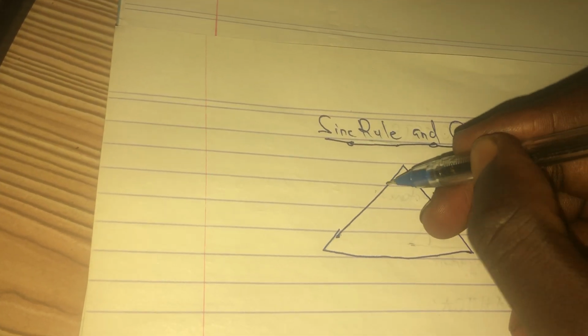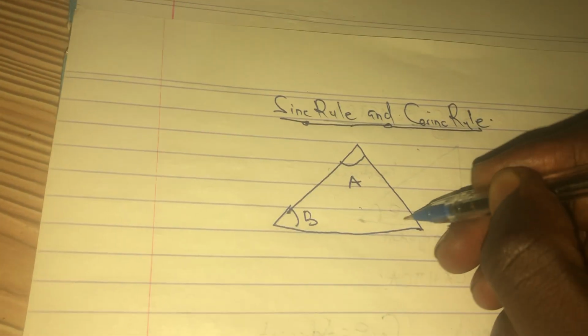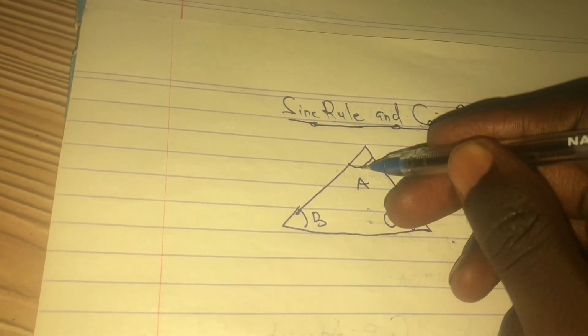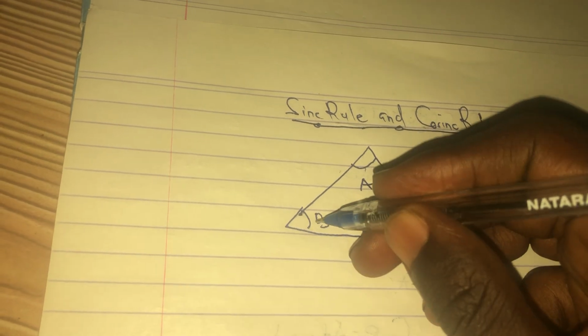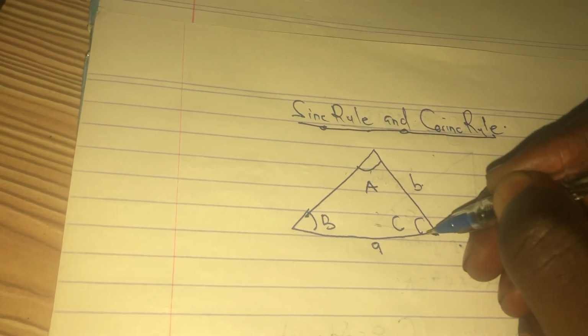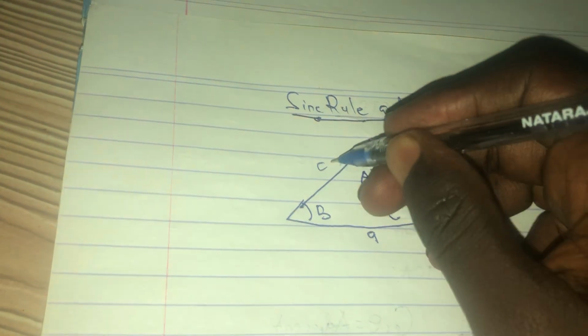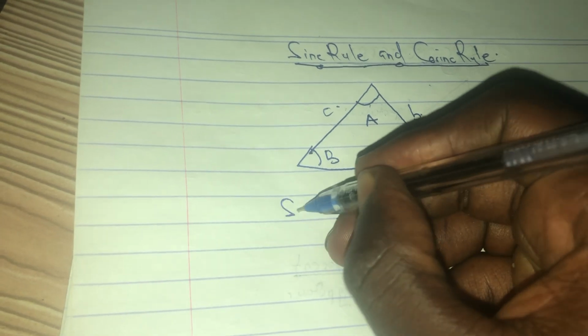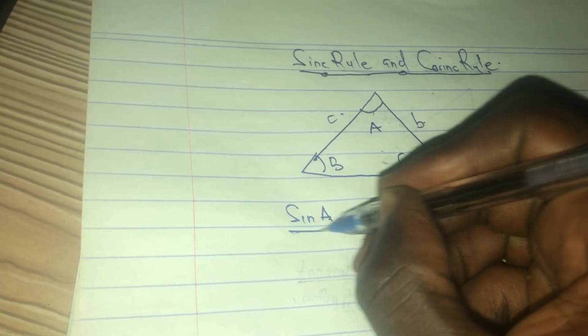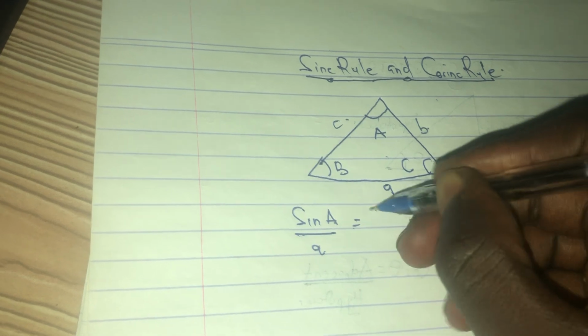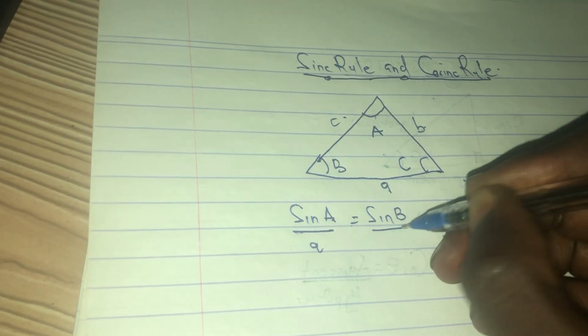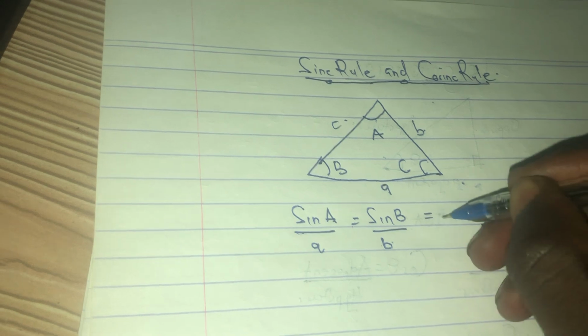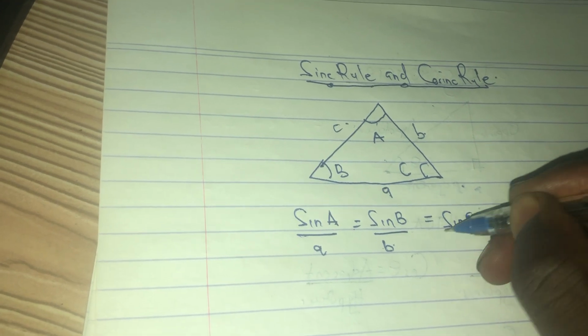If we have this being our A, this being our B, and this being our C. This A will be small a, this B will be small b, and this C will be small c. So for such an instance, according to the sine rule, sine of A over small a is equal to sine of B over small b is equal to sine of C over small c. That is the sine rule.